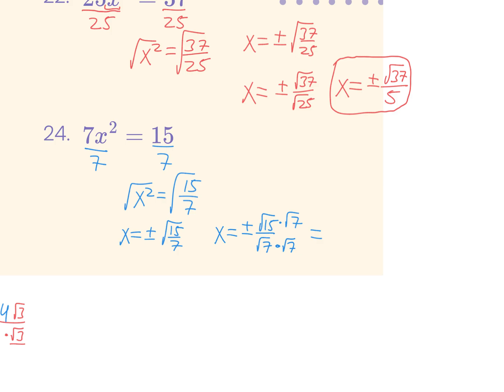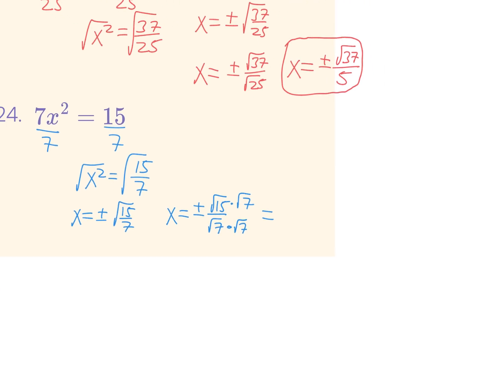And then on top, 15 times 7 should get you the square root of 105. You can do that off to the side if you need to. 15 times 7 should get you 105. Over the square root of 7 times the square root of 7, which is just 7, and always a plus minus in front of it. And that's your final answer.